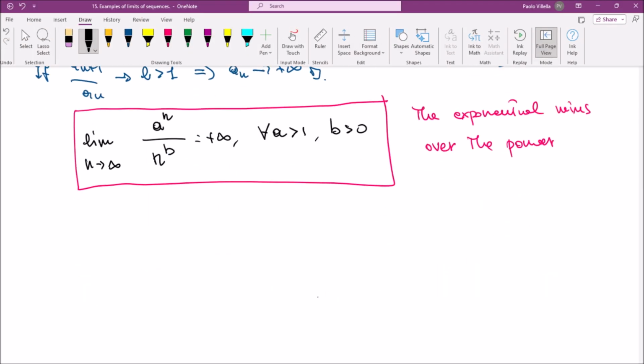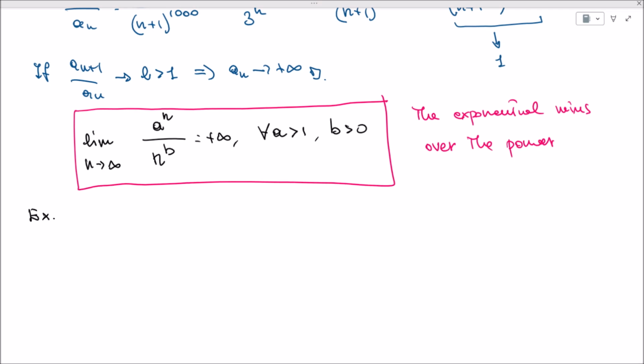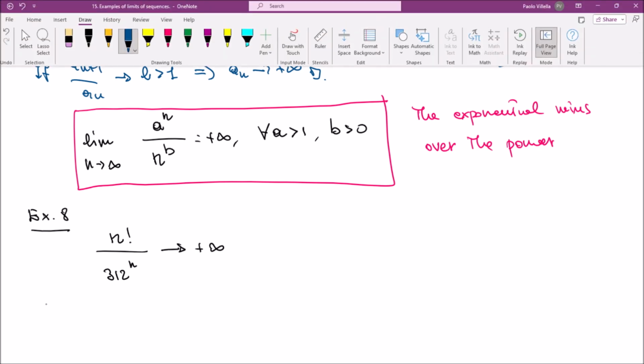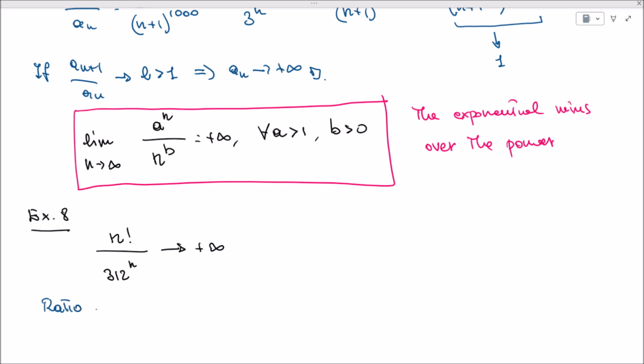Let's now consider instead example 8. And we will consider now the fraction n factorial divided by 312 to the n. And we'll see that this will go to plus infinity. So what we are saying is that the factorial wins over the exponential. Let's prove this again by using the ratio criterion.